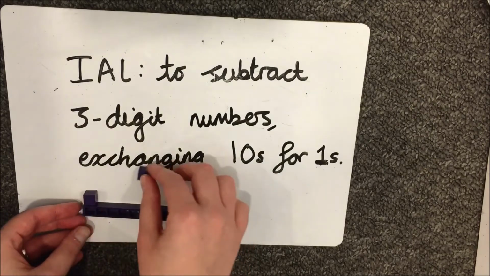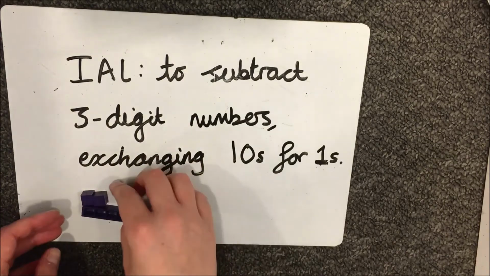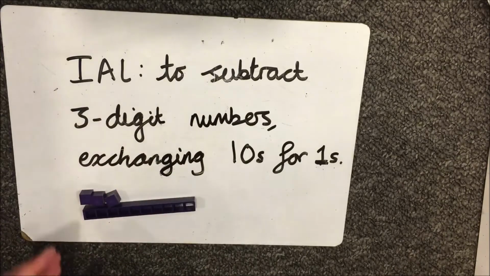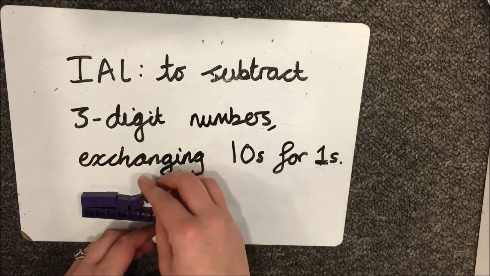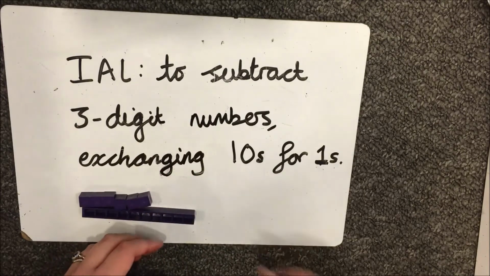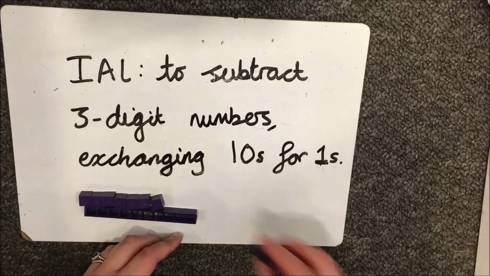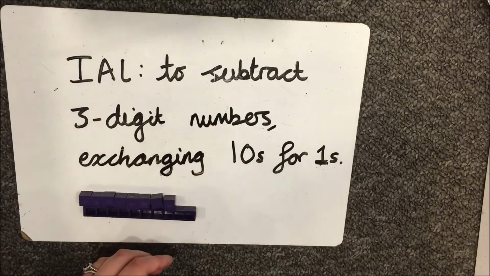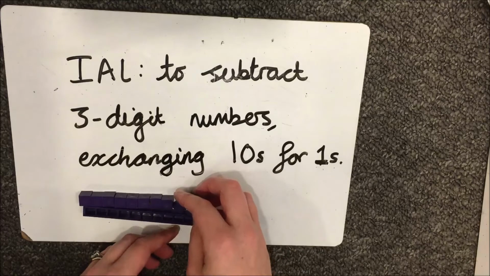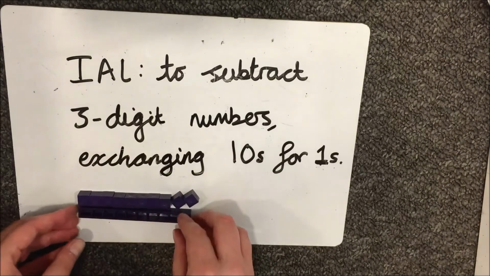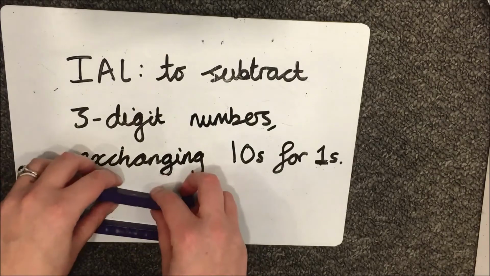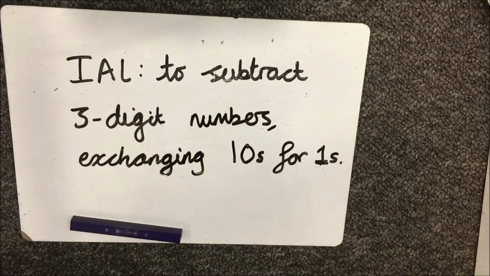We have 1, 2, 3, 4, 5, 6, 7, 8, 9, 10. There are 10 ones, and you can see them in these little gaps, that make up 110. You have to change them for the same amount of ones.